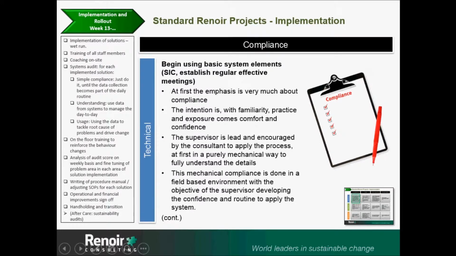Begin using basic system elements. At first, the emphasis is very much about compliance. The intention is, with familiarity, practice and exposure, comes comfort and confidence. The supervisor is led and encouraged by the consultant to apply the process, at first in a purely mechanical way, to fully understand the details. This mechanical compliance is done in a field-based environment, with the objective of the supervisor developing the confidence and routine to apply the system.